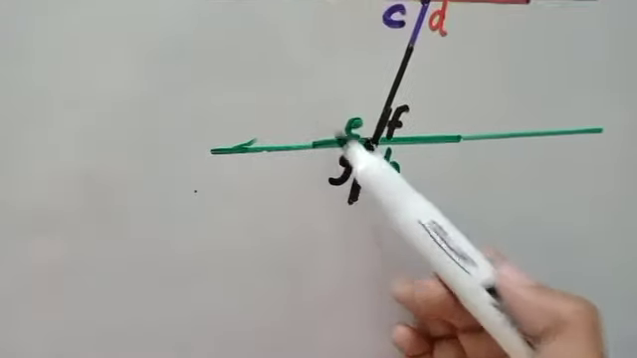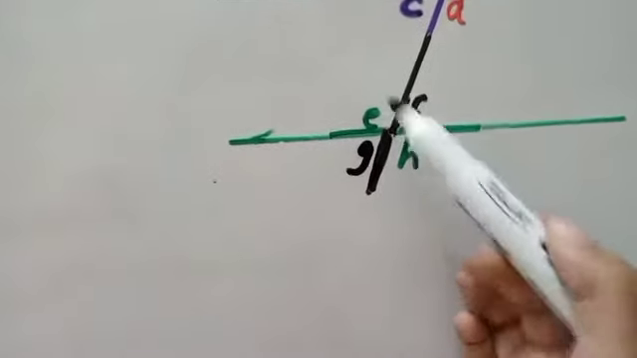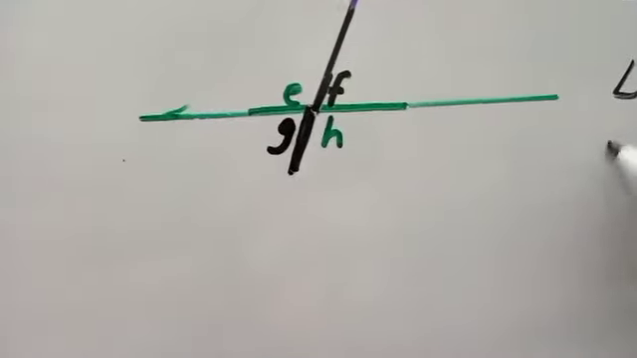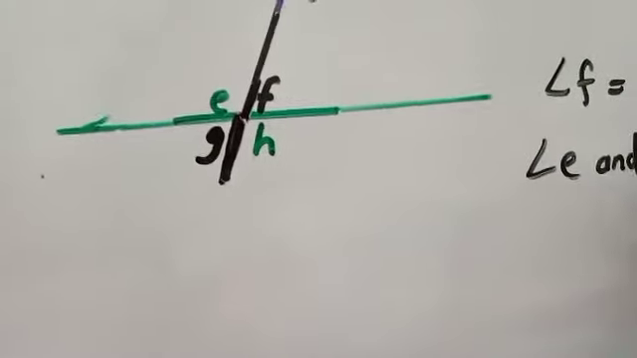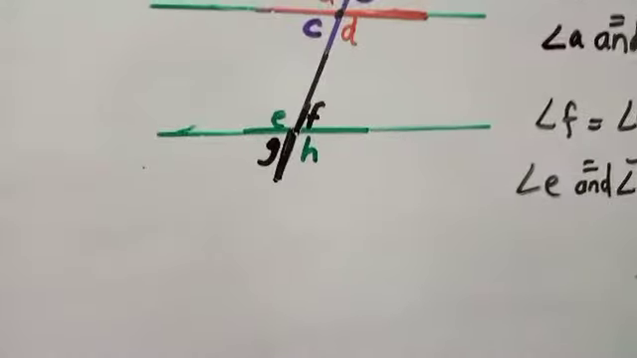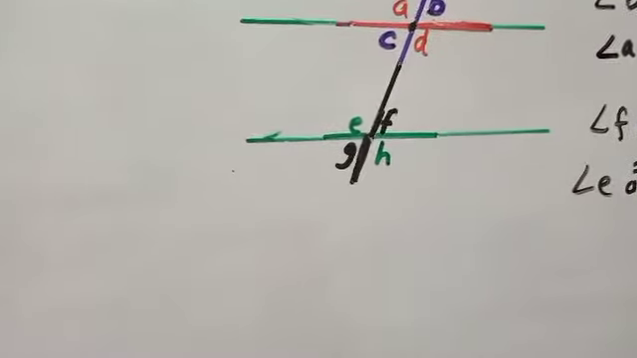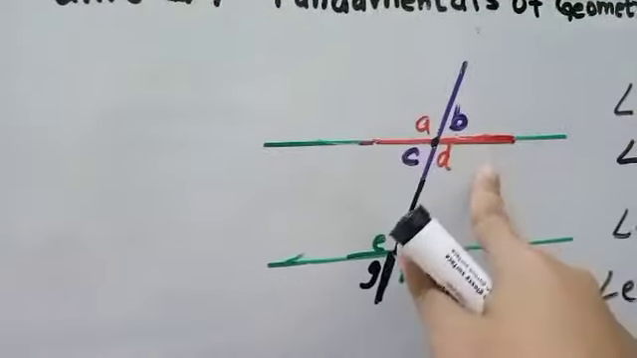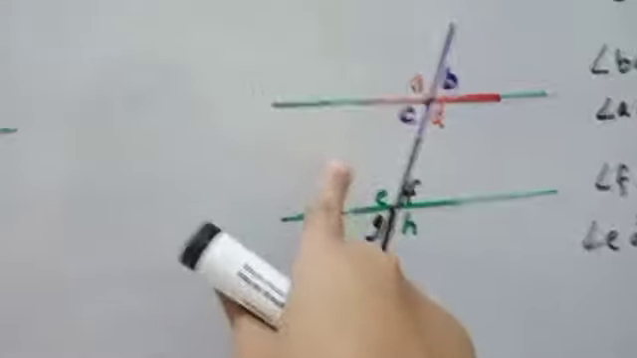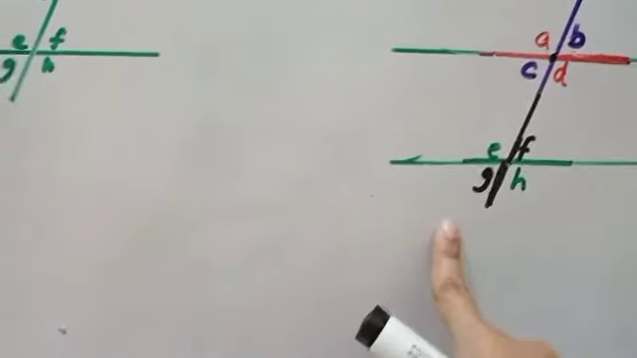Now angle E and H are on the opposite side of the transversal, and they are formed from the intersecting line. So angle E and angle H are equal, you can also write. So they are vertically opposite angles. They form the shape of X. You have to remember: angle A and D vertically opposite angles, angle B and C vertically opposite angles, angle E and H vertically opposite angles, angle F and angle G vertically opposite angles.